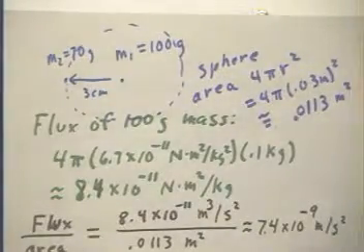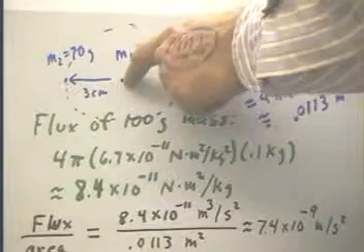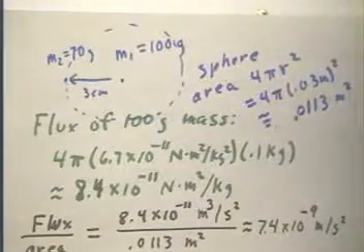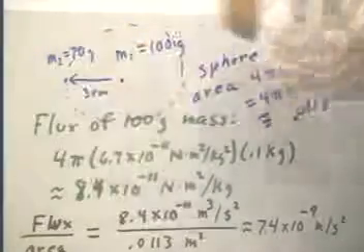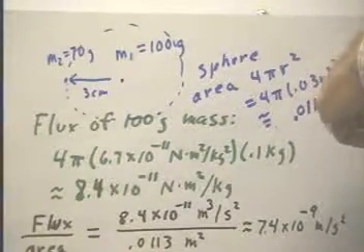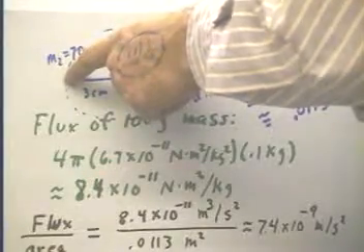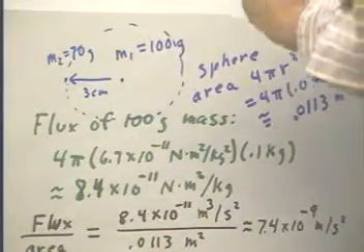Okay, again, here's our situation. We have mass M1, 100 grams, sitting here, and a mass M2, 70 grams, sitting out here. 3 centimeters between the two masses. What we want to do is calculate the gravitational field at this point due to this mass.